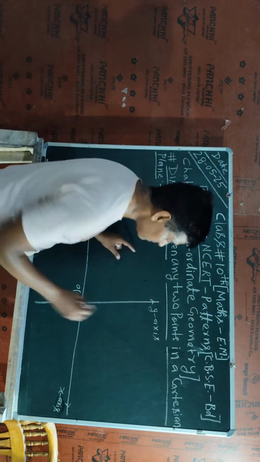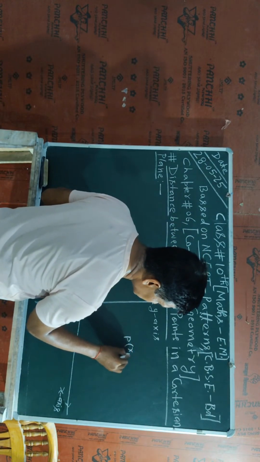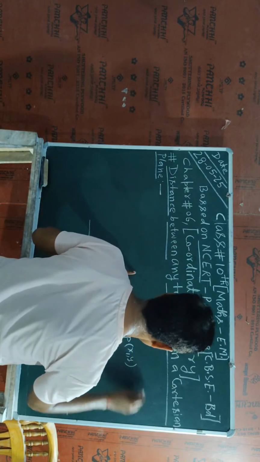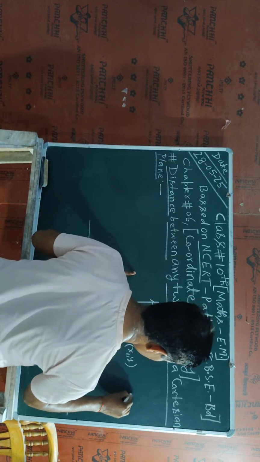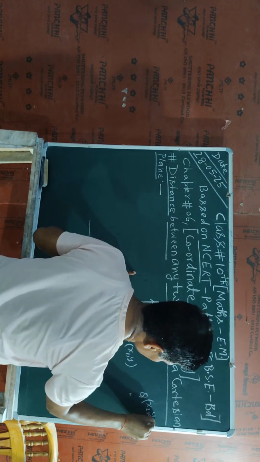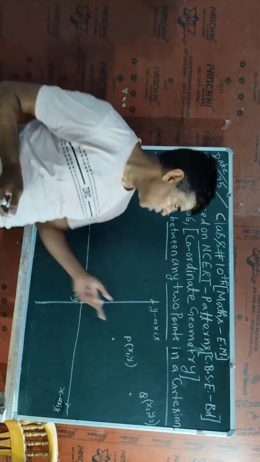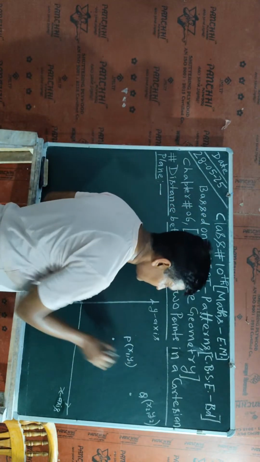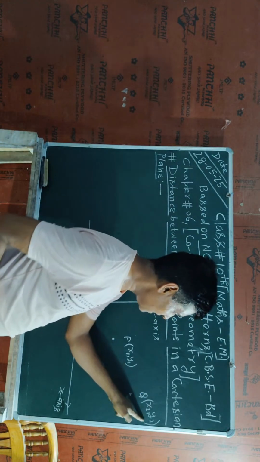Now I am taking one point here, P, and its coordinate is x1 comma y1, and the other point I take here, Q. Its coordinate will be x2 comma y2. So I have taken 2 points in the Cartesian plane. The first point is named P, and its coordinate is x1 comma y1, and the second point is Q, and its coordinate is written here as x2 comma y2.